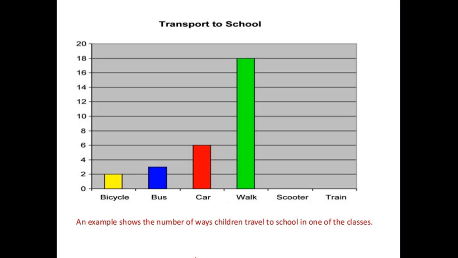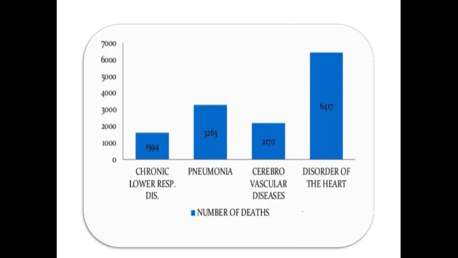Okay. Take transport to school as an example, which shows the number of ways children travel to school in one of the classes: bicycles only 2, bus 3, cars 6, walk 18, scooter nobody, train nobody. Likewise we can plot a simple bar diagram. Talking about the number of deaths, chronic lower respiratory disease is 1594. Likewise the data is collected on the number of deaths from different diseases.